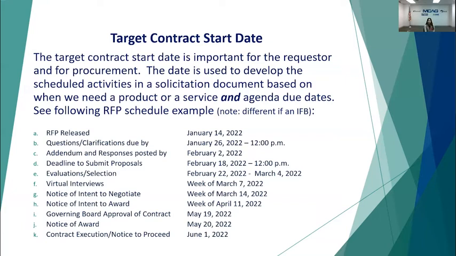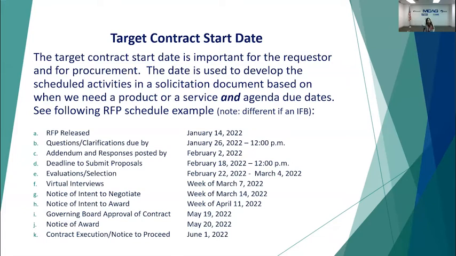but I wanted to add this so that you could see how far out we could potentially be from being in contract, receiving a product, getting into a contract for a service if we were to release something in January. You'll notice that we wouldn't be executing a contract till June.